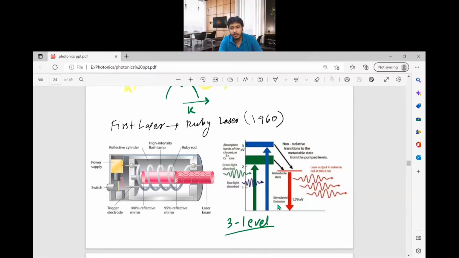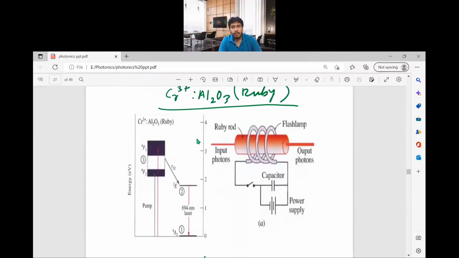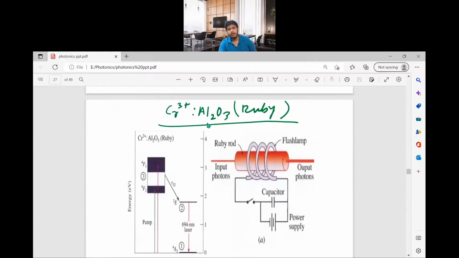So this is a three level system, as you can see here. This is the ruby laser. Chromium ions will replace some of the aluminum ions in the aluminum oxide, which is the sapphire. So some chromium ions will replace the aluminum ions here, and it will make the ruby.